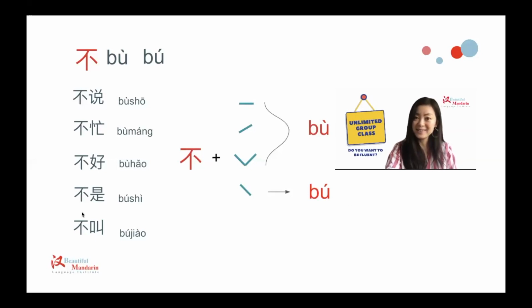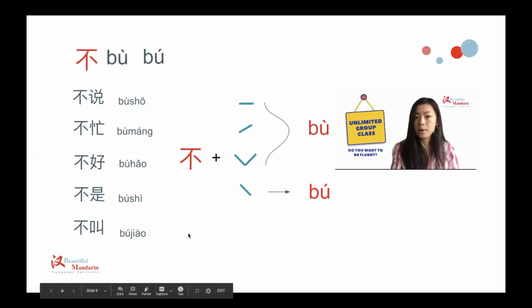Now let's practice those again. 不说, 说 is first tone, so 不 is fourth tone here. 不忙, 忙 is second tone, so we read this character as the fourth tone. 不好, 好 is third tone, still 不 is fourth tone. 是 is the fourth tone, so we read the 不 as second tone. So it is 不是, not 不是, okay? 不是. And 叫 is also a fourth tone, so we read it as second tone. 不叫, not 不叫.